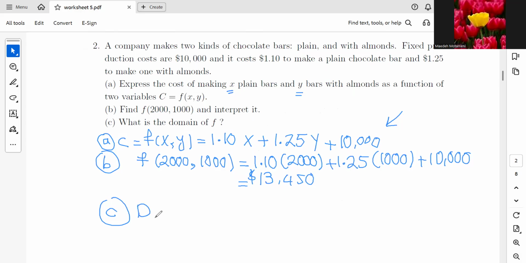In this case, we're going to write the domain as all x and y values such that x is greater than or equal to 0 and y is greater or equal to 0. And the reason is because these are representing the number of something, and that number cannot be a negative number. So let's do number 3.